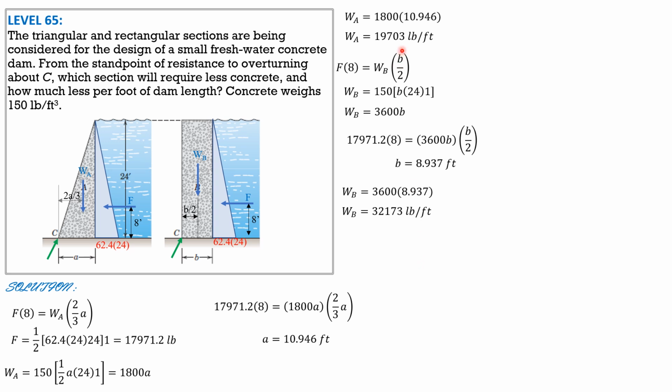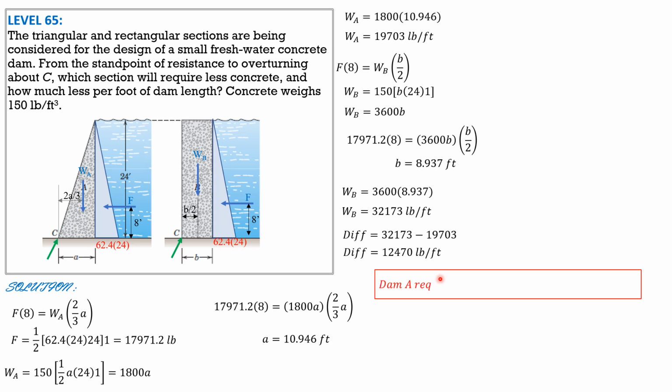So it is A that is the dam that requires less concrete than B, and the difference is 32,173 pounds per foot minus 19,703 pounds per foot. So the difference is 12,470 pounds per foot. Therefore, our answer: dam A requires 12,470 pounds per foot less concrete than dam B. So that's it for this series of sample problems.